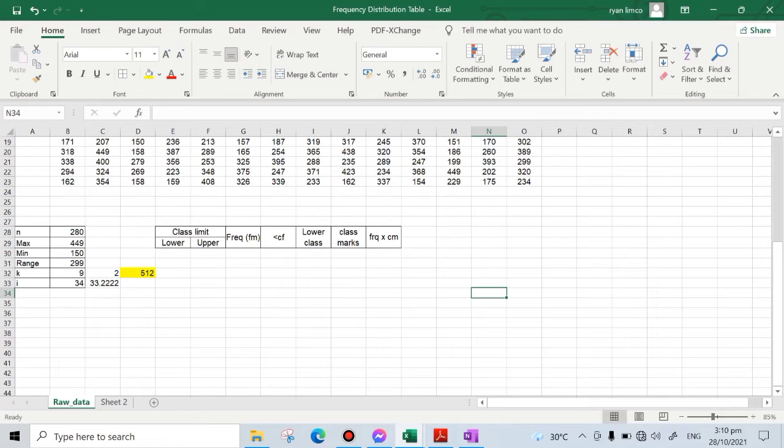You have the less than CF or less than cumulative frequency. Merong greater than CF. This is the lower class boundary. Merong higher class boundary. So, 9 yung K natin. So, ibig sabihin magkakaroon tayo dito ng 9 classes. 1, 2, 3, 4, 5, 6, 7, 8, 9.